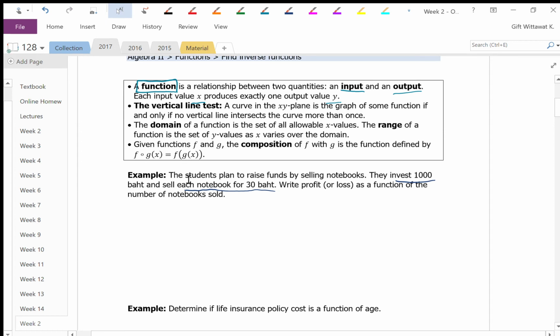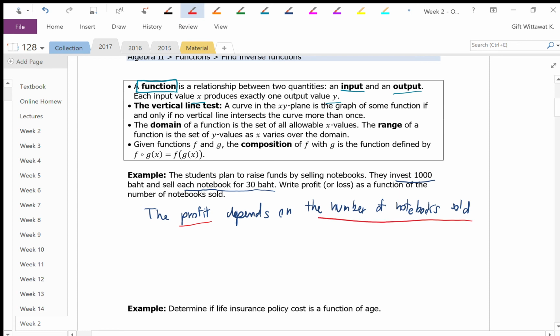So you can see from the situation that the more notebooks you can sell, the more money you earn, or the more profit you're going to get. In other words, the profit depends on the number of notebooks sold. So you have one quantity, which is the profit, and that quantity is going to depend on another quantity, which is the number of notebooks sold.